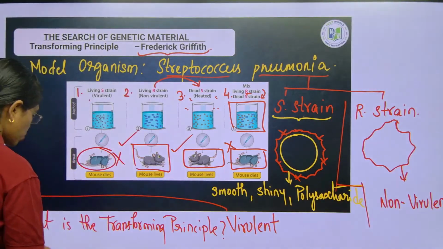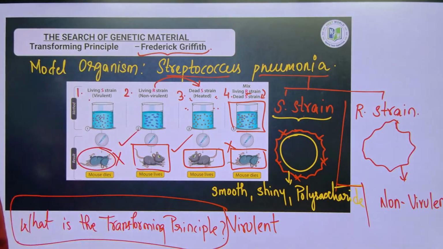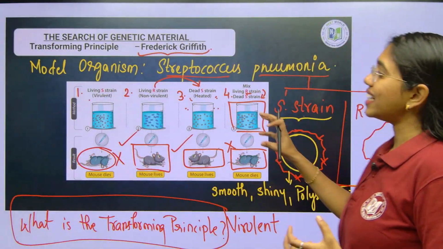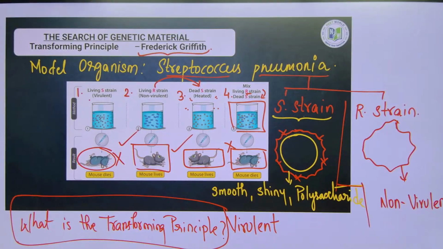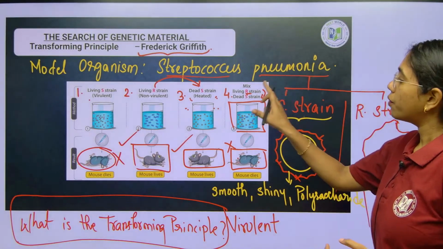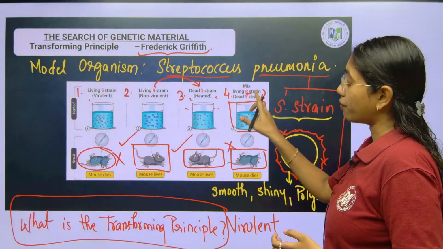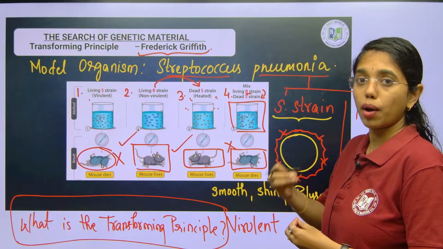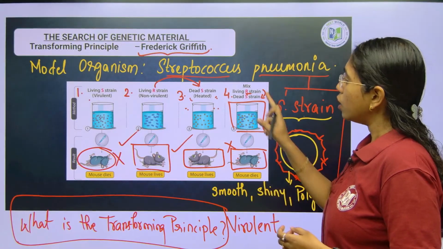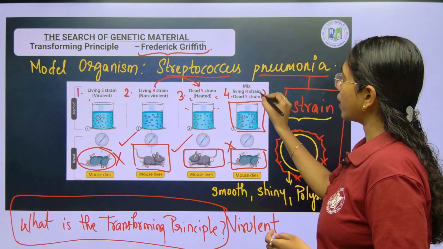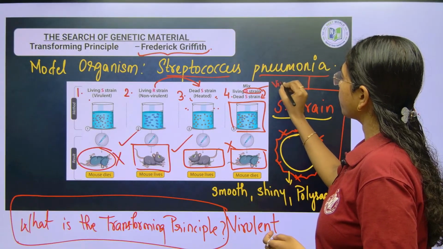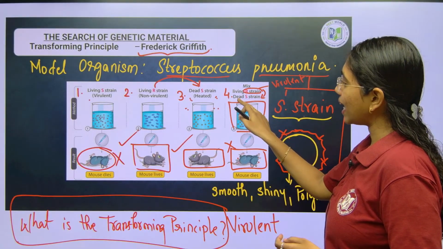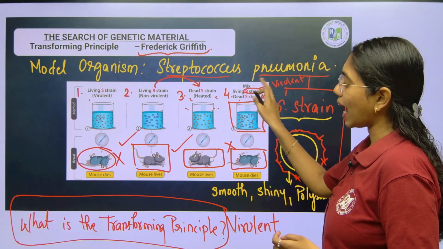Okay. So, from this very first experiment, done by Frederick Griffith, he just said that there is some transforming principle that is being transferred from the dead S strain to the living R strain, so that the living R strain became virulent. Something is transferred from dead S strain to living R strain, which made the R strain virulent.